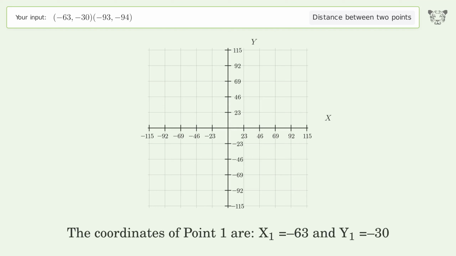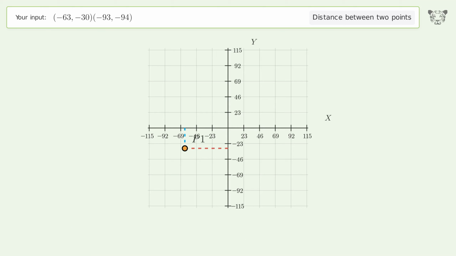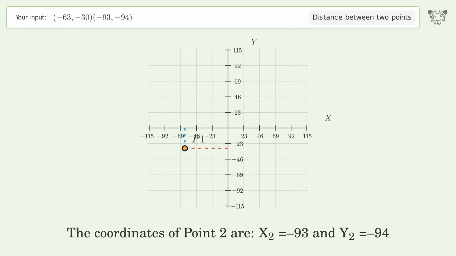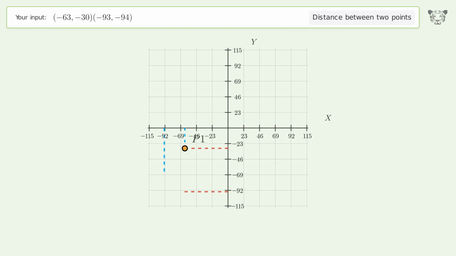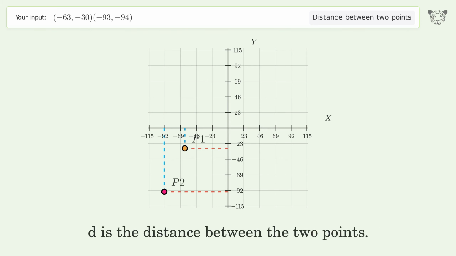The coordinates of point 1 are x1 equals negative 63 and y1 equals negative 30. The coordinates of point 2 are x2 equals negative 93 and y2 equals negative 94. D is the distance between the 2 points.